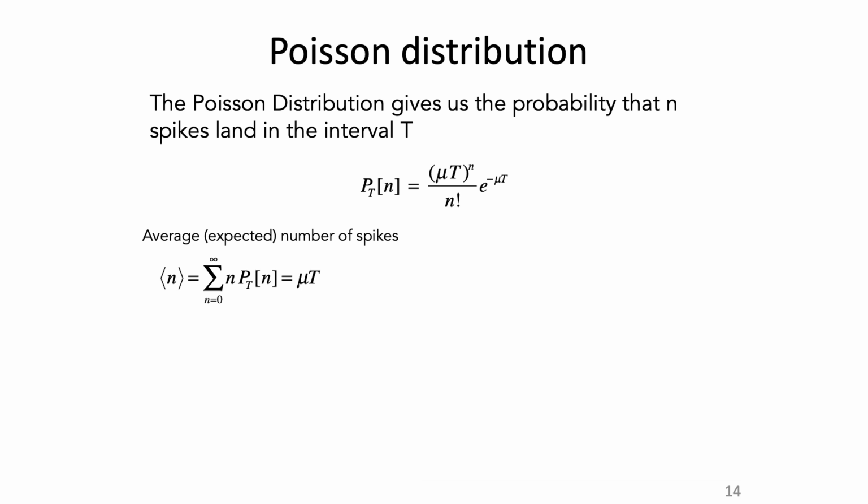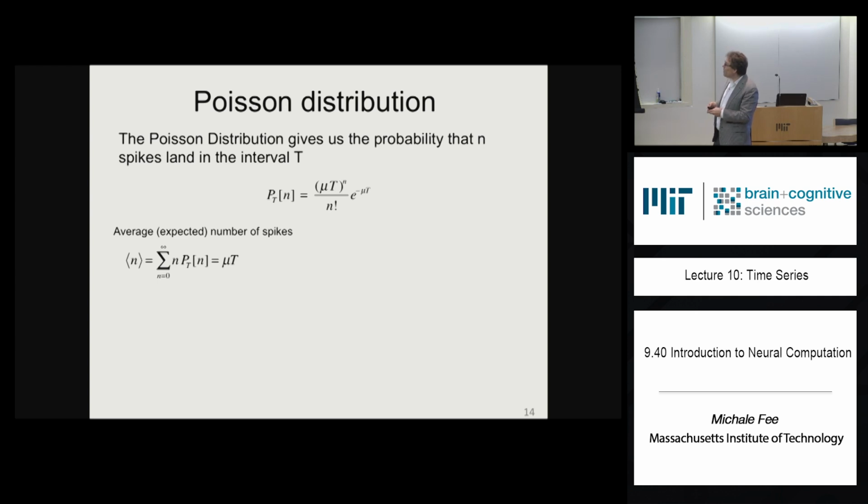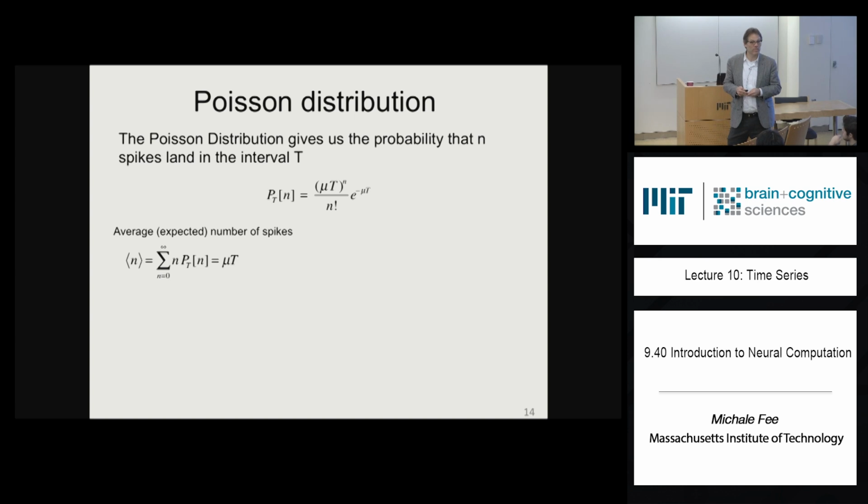So we can calculate the expected number of spikes. And just to convince you, if we calculate the average number of spikes using that distribution, we just sum over all possible numbers of spikes, n times the probability of having n spikes. And when you do that, what you find is that the average number is mu times t. Okay?